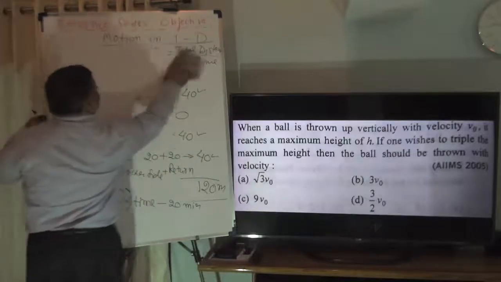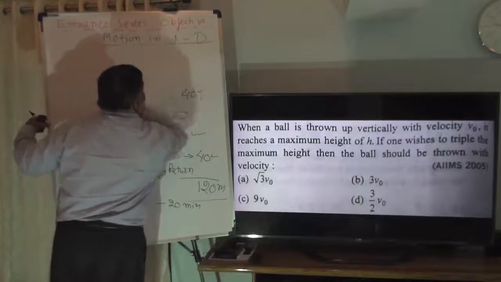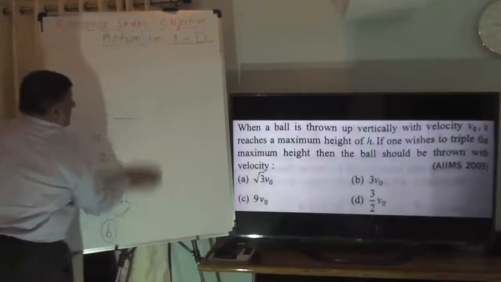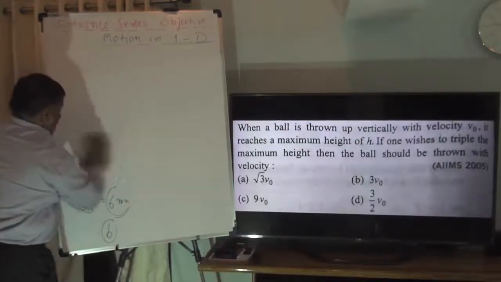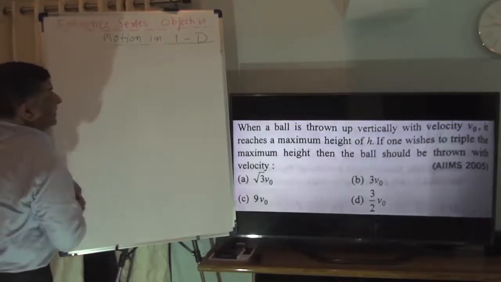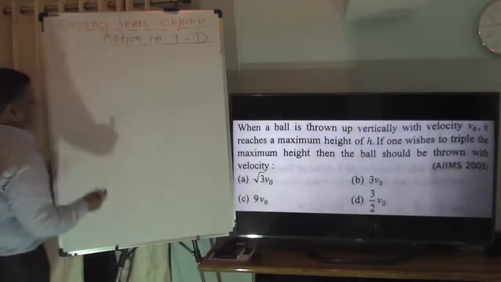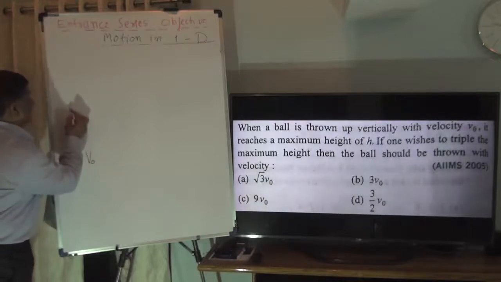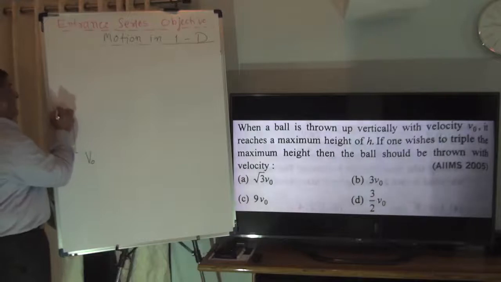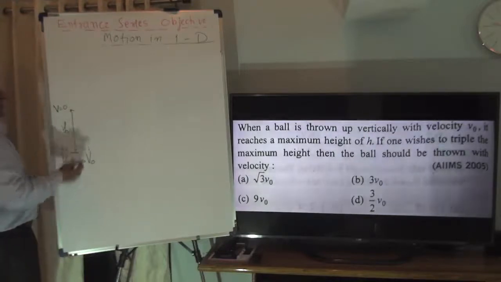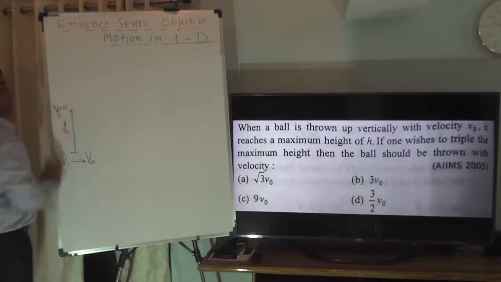Please read the question here. A ball is thrown up vertically with velocity v naught and reaches a height of h. v naught से थ्रो किया और ये यहाँ पहुंच गया हाइट h. तो यहाँ जाके इसकी वेलोसिटी क्या हो जाएगी? 0. This is V initial. V initial is V naught, V0, and here V final is equal to 0.